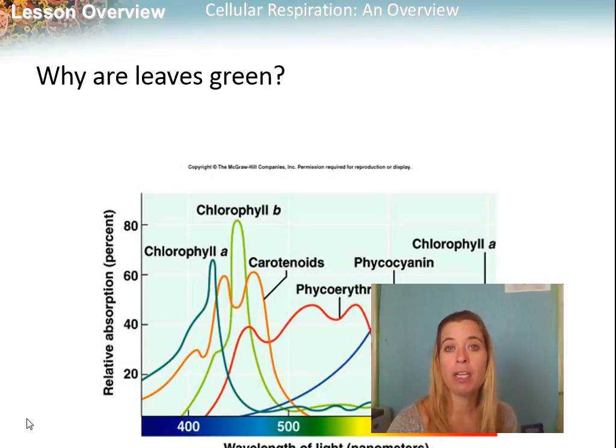Now, we oftentimes don't see these colors, but sometimes in the fall when plants pull the chlorophyll out of their leaves, we see the accessory pigments that were there all along. They were just hidden by the chlorophyll. So why are leaves green? Leaves are green because their main pigment is chlorophyll and they reflect green and yellow light.